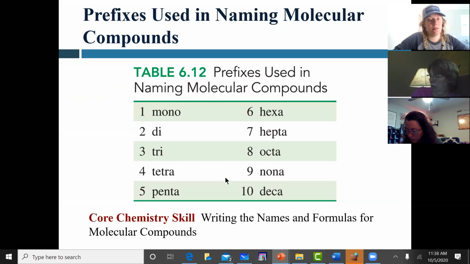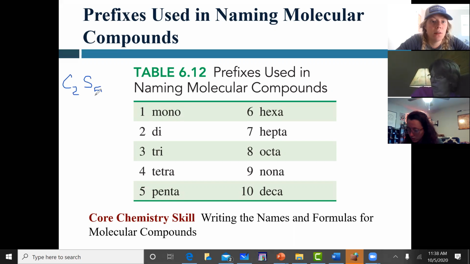So let's try one of these over here. C2S5. So the first thing is to identify that it is in fact molecular and that you can use this system. So this is molecular. We've got 2 nonmetals. I am going to say the name of the first thing, and I have to specify how many of them I have. So in this case, I have 2 carbons, right?